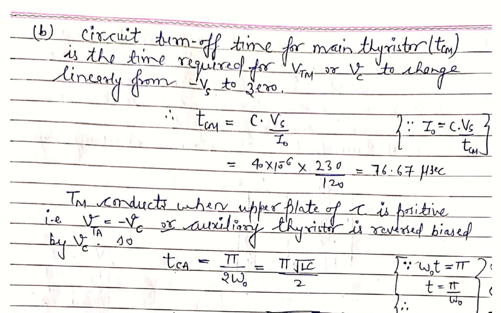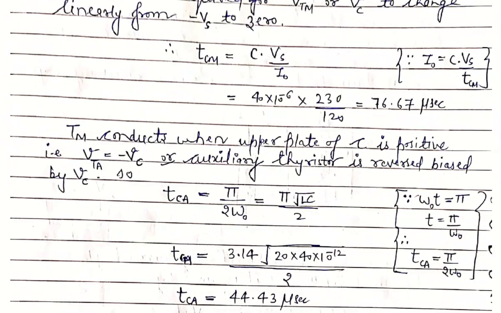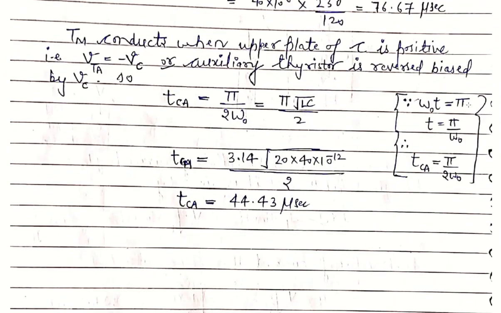So now we calculate TCA, the circuit turn-off time of the auxiliary thyristor, pi upon 2 omega naught, because we know, as shown in the waveforms, the time period is pi root LC, because omega naught t equals pi, then t equals pi by omega naught, and pi by omega naught is the time up to pi duration, pi root LC. So this is the pi root LC time, because omega naught equals 1 upon root LC. If we put omega naught equals 1 upon root LC, but we have to halve the time period as shown in the figure.